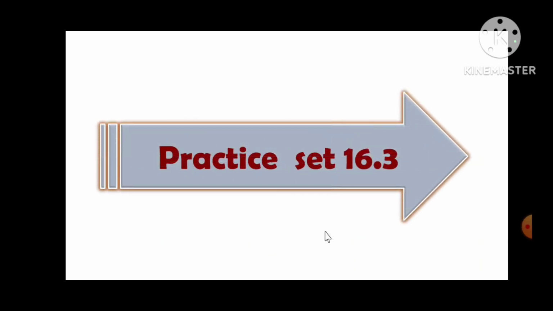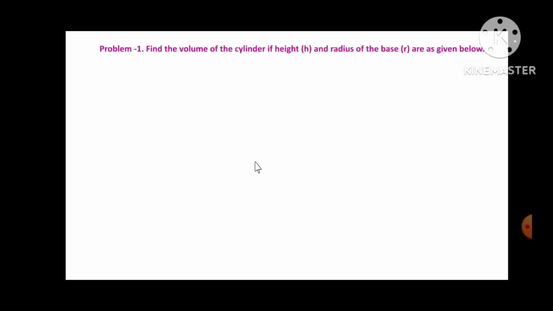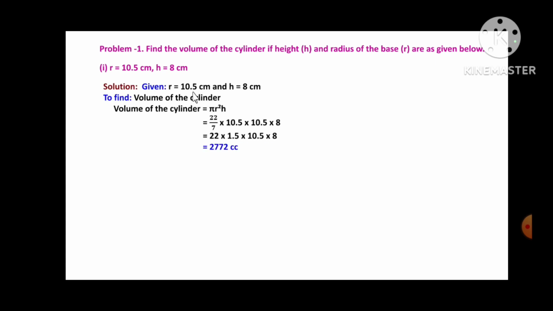Let us start with the problems in the 8th Mathematics textbook, practice set 16.3. Number 1, find the volume of the cylinder if height h and radius of the base r are given below. Number 1, here r is 10.5 cm, h is 8 cm. So here it is given that r is 10.5 and h is 8 cm, and we have to find the volume of the cylinder.